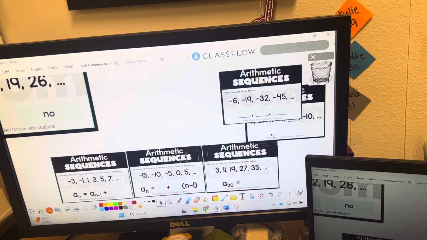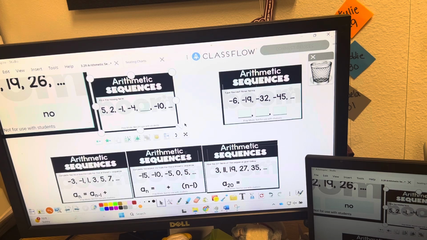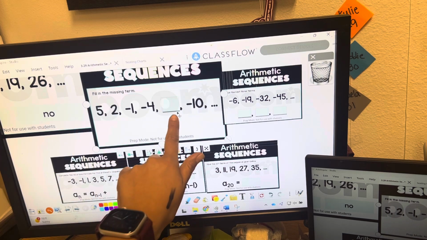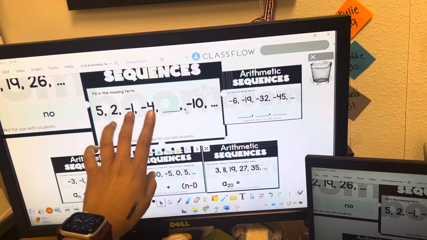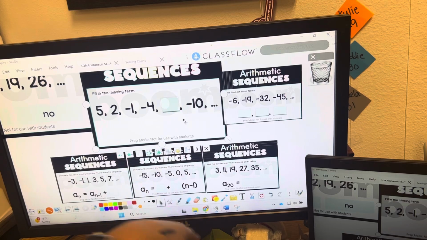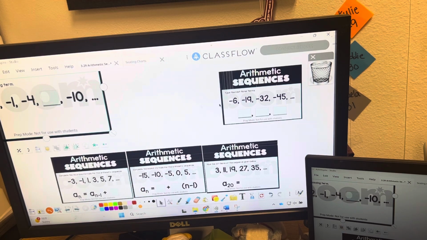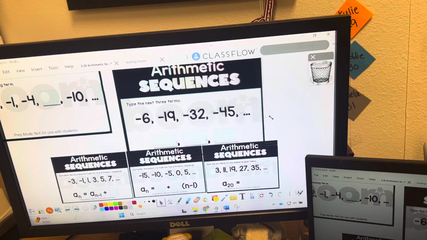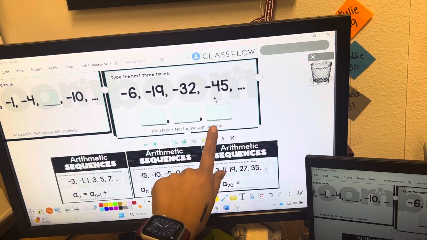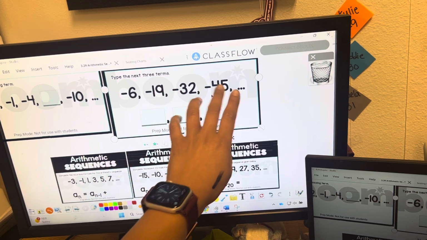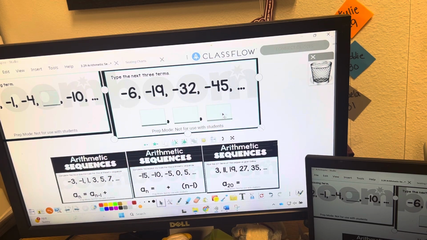And I don't want to hear nothing about I misclicked. I'm not hearing it. All right, the second type is you're going to have to find the missing value. So you figure out the pattern and then of course type in the missing value. Again, I don't want to hear I misclicked. The next type is finding the next 3 terms of your sequence. So you find the pattern, continue your pattern, type them in, okay?